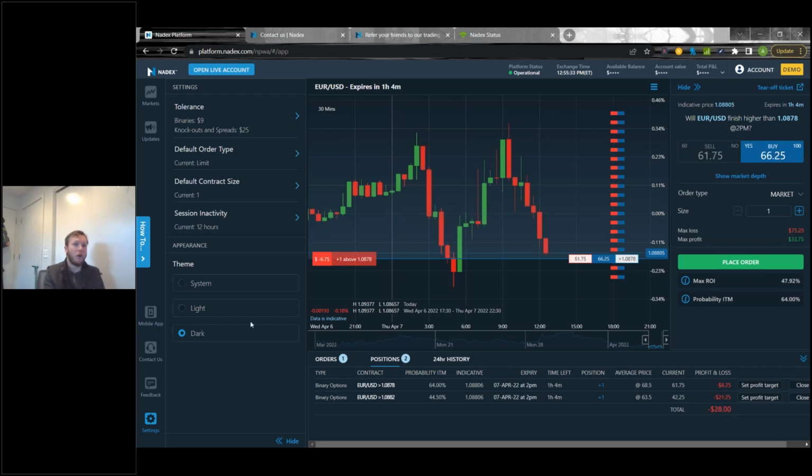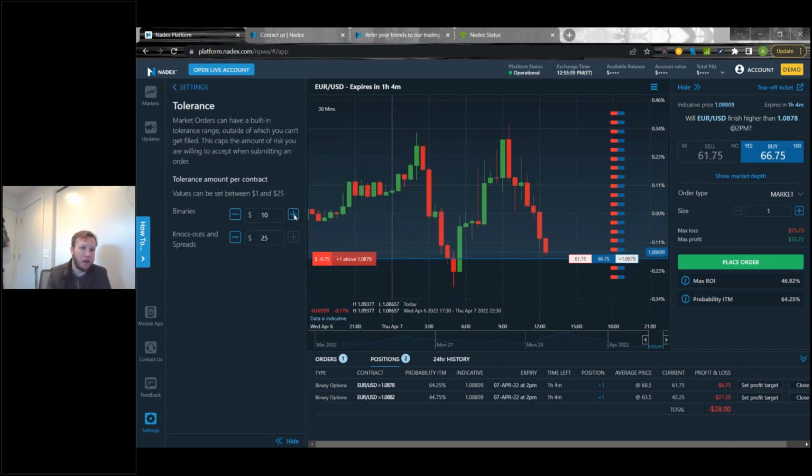So these are going to be all the different settings that you can choose on the platform. I'll go through them fairly quickly. First of all, we have our tolerance level. I mentioned our tolerance level a little bit earlier when I was talking about why this doesn't add up to 100, it adds up to 110, and that's because of the tolerance level on the market orders.